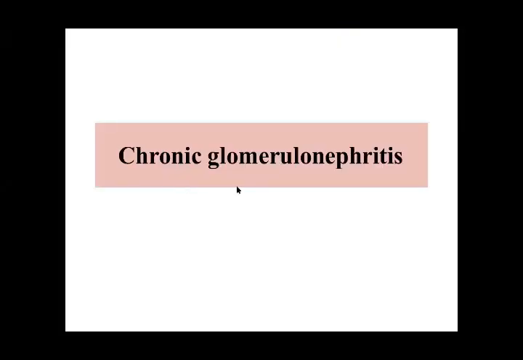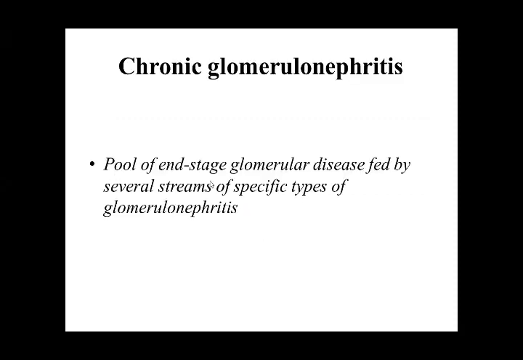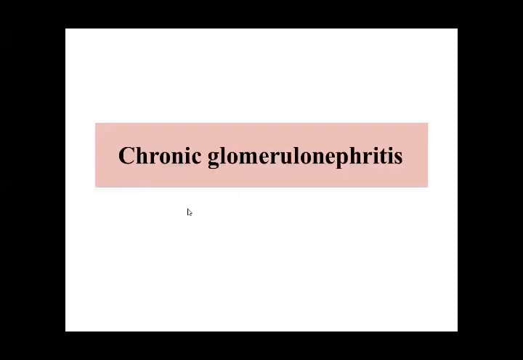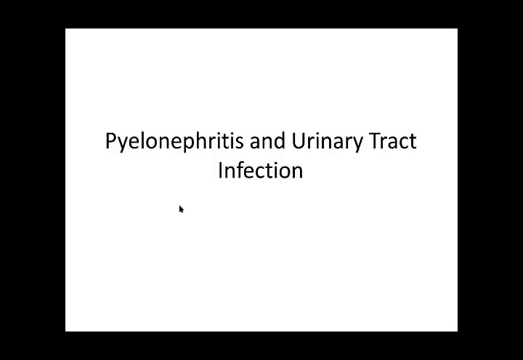Chronic glomerulonephritis. Yes, that is a favorite for all of us, because chronic glomerulonephritis is not a single disease entity. When the kidney starts failing, it will enter into something called chronic glomerulonephritis. It is a pool of end-stage glomerular diseases that is fed by several streams of specific types of glomerulonephritis. There are a lot of diseases that will come into this entity.